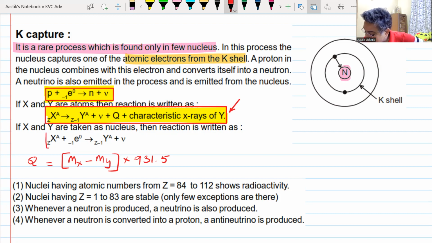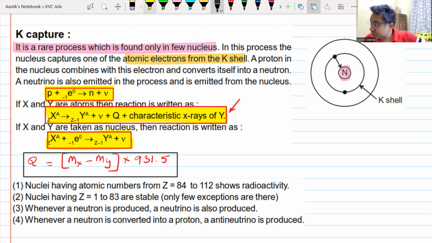Please raise your hand so that I can understand that you've understood this. If you write this in terms of the nucleus, the nucleus has to take an electron from outside, and this is how the equation looks. The third one is the Q value for this reaction. I hope everyone is able to understand this. Please raise your hands. You all understand this? The Q value is given by this.